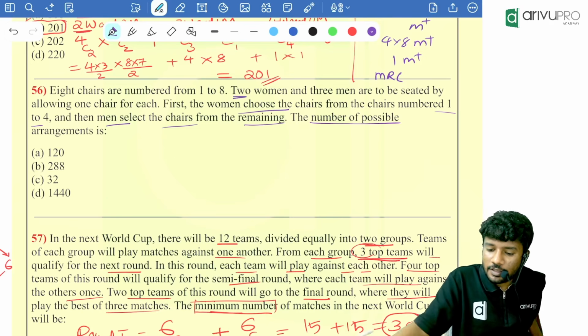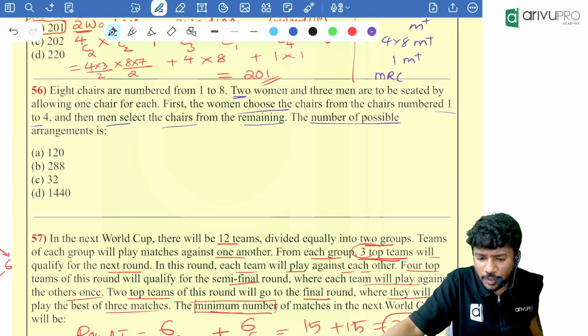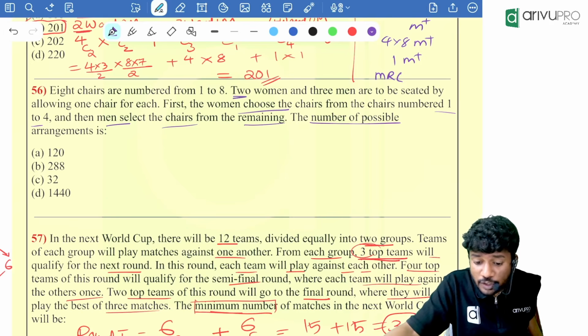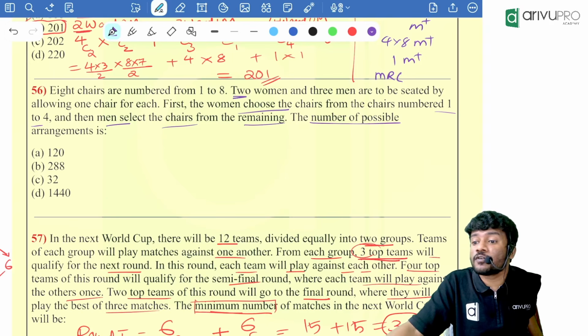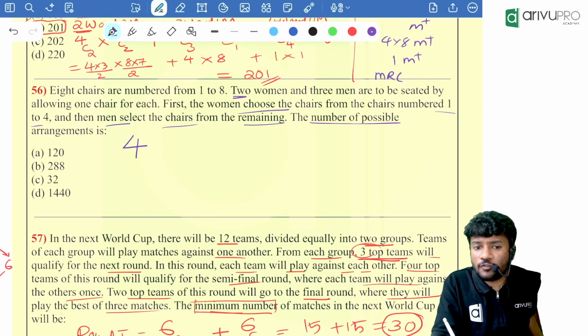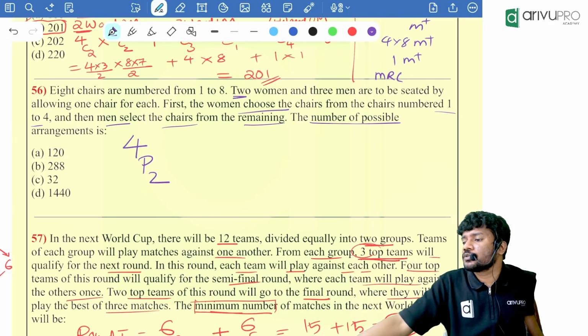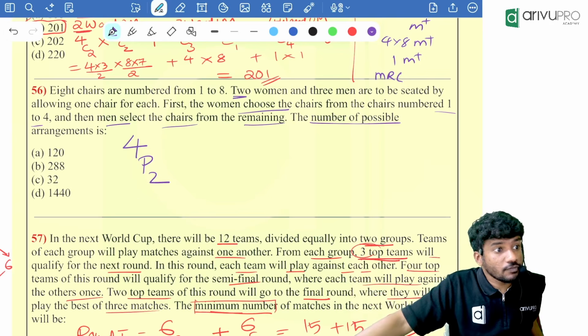Now, people, how many women are there in total? 2 women. Okay. They are choosing from how many chairs? 1 to 4. So 4 chairs are available for them. They can be seated in how many ways? 4p2 ways. Correct? Yes, 4p2 ways.